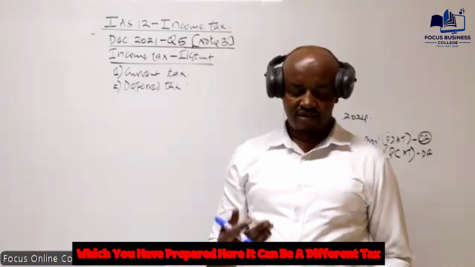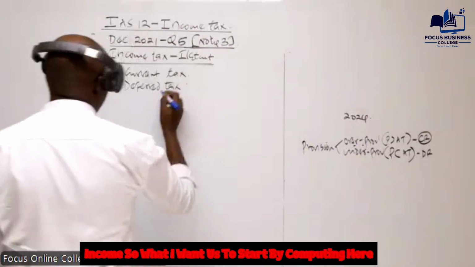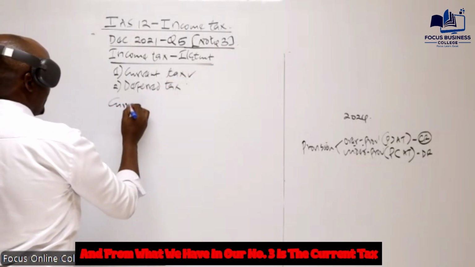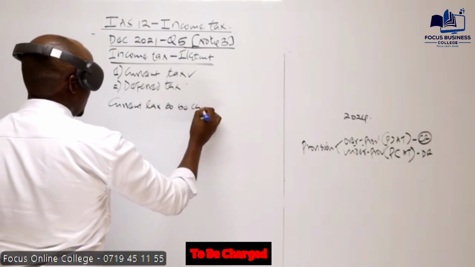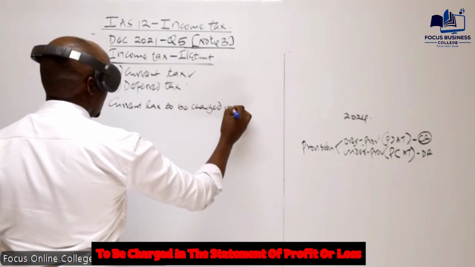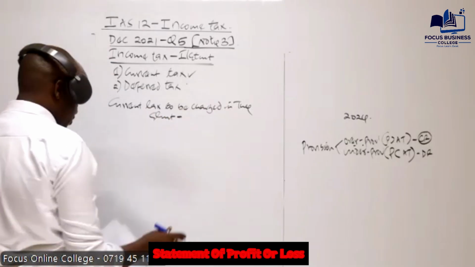It can be a deferred tax expense. It can be a deferred tax what? Income. So what I want us to start by computing here, from what we have in note number 3, is the current tax to be charged in the statement of profit or loss for the current year.